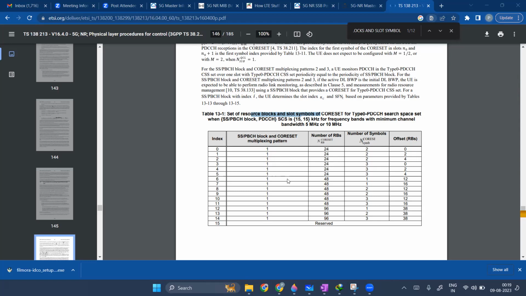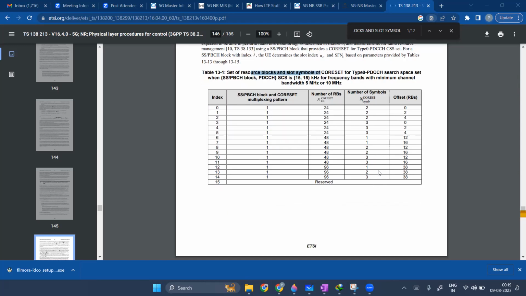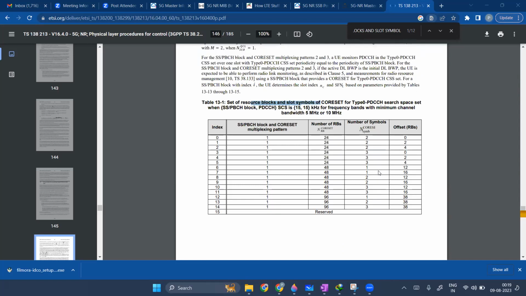Then you have the SS/PBCH block and CORESET multiplexing pattern, and this offset in RBs; these are basically complementary. So how much offset you have in the frequency domain for this CORESET. Number of RBs in the frequency domain, it is spanning like 48, 24, 96, depending on the index. And number of symbols in the time domain, 2, 3, 1, how much it is occupying. So that is from Table 13-1.